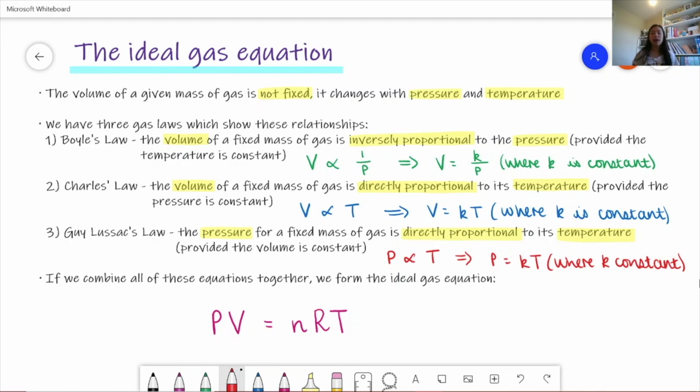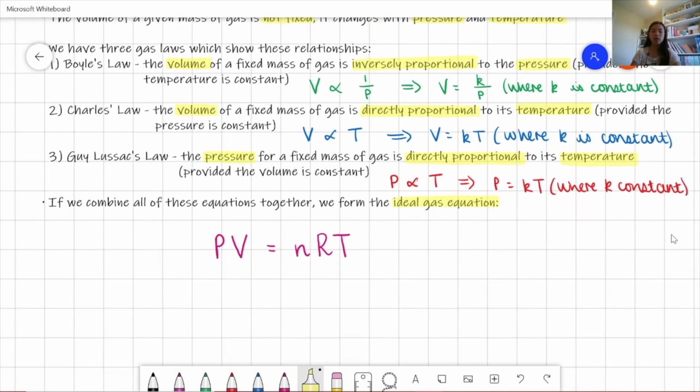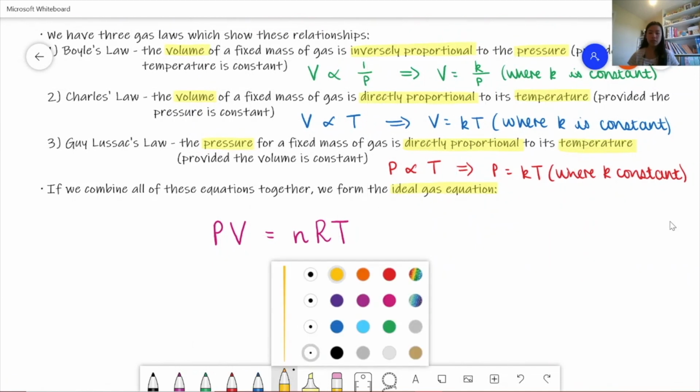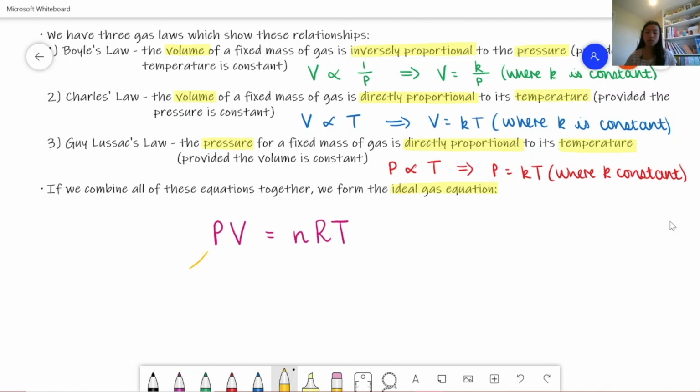And so if we combine all of these equations together, we form this ideal gas equation. So the ideal gas equation is PV equals nRT. And now we're going to see what all of these letters mean. So firstly, we have pressure. And then we have big V, which is volume.